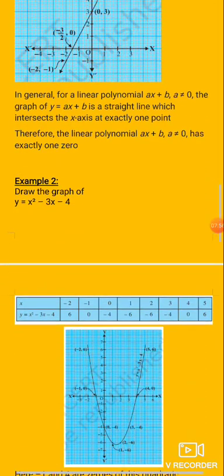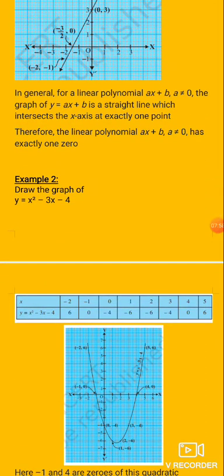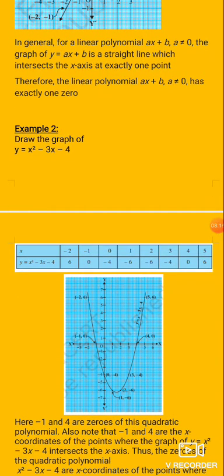After that, when we plot all these points, we will get what? One graph. So the shape of this graph is a parabola. The shape of the graph is what? A parabola shape. Okay. Here minus 1 and 4 are the zeros of the quadratic polynomial. So listen carefully. Minus 1 point is there, that arrow mark is there. Okay. The next one is what? Right side? 4. So minus 1 and 4 are the zeros of this quadratic polynomial.